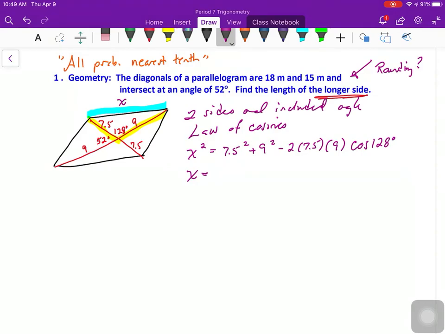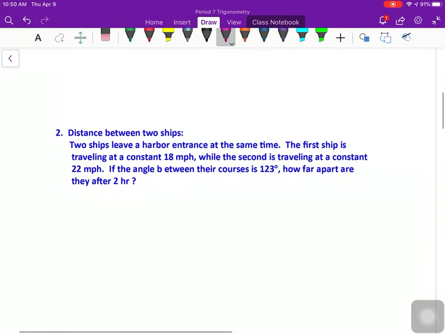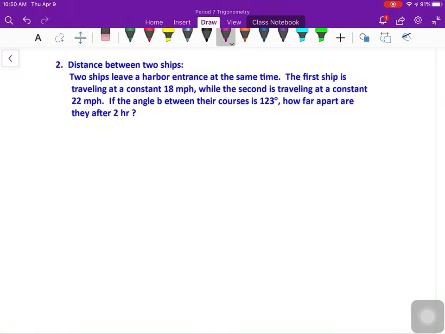Okay, so down here, when I enter that in my calculator, I need to take the square root of 7.5 squared plus 9 squared minus 2 times 7.5 times 9 times the cosine of 128, which is 14.8. Not a particularly complicated problem. We did have to remember from geometry the diagonals of a parallelogram bisect each other, and then we had to know that the longest side was going to be across from that obtuse angle in the center.